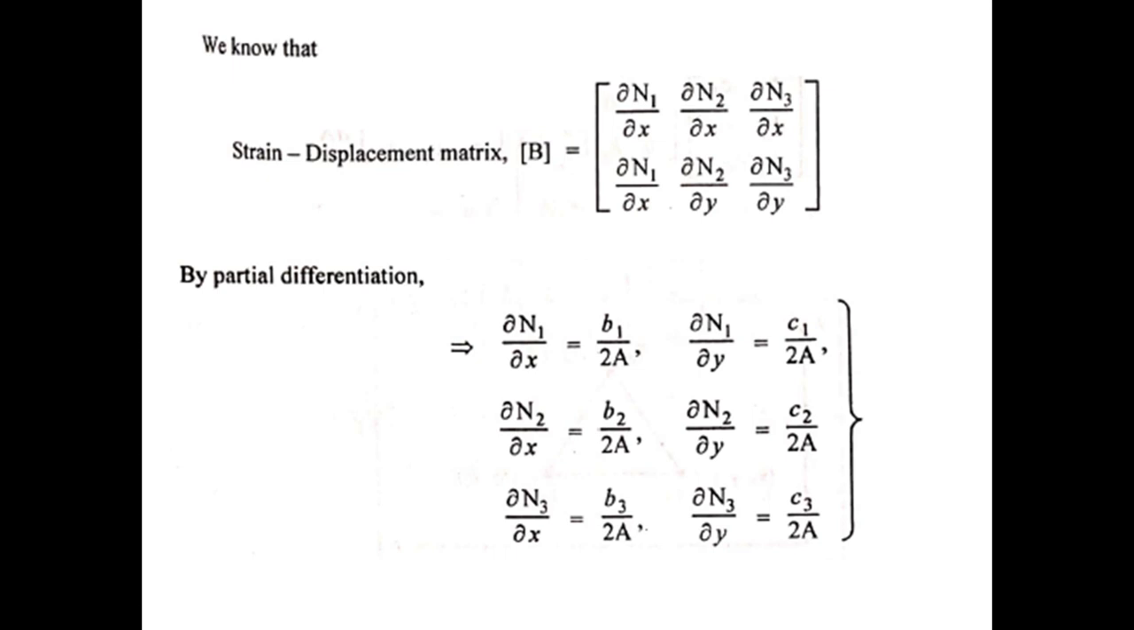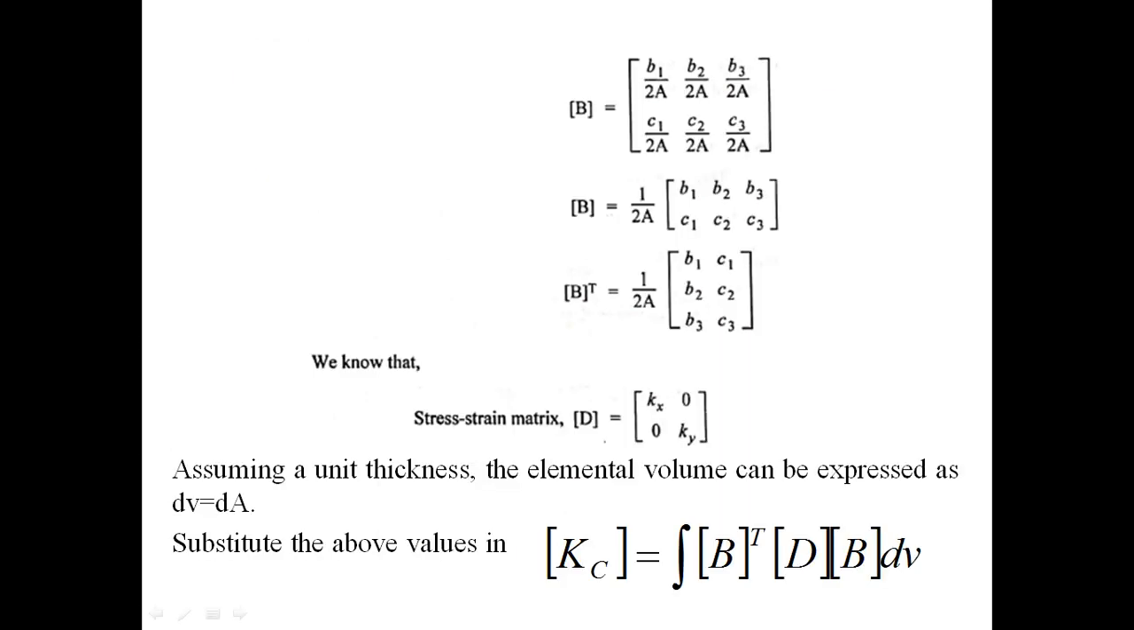After the partial differentiation of each shape function, we get the B matrix as 1/2A times [b1 b2 b3; c1 c2 c3], and taking B transpose, 1/2A times [b1 c1; b2 c2; b3 c3]. The material matrix D is [kx 0; 0 ky]. Assuming a unit thickness, the elemental volume can be expressed as dV equal to dA. This is the important condition.